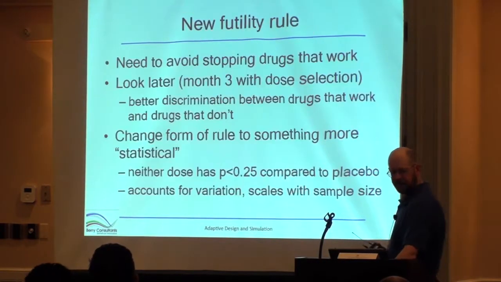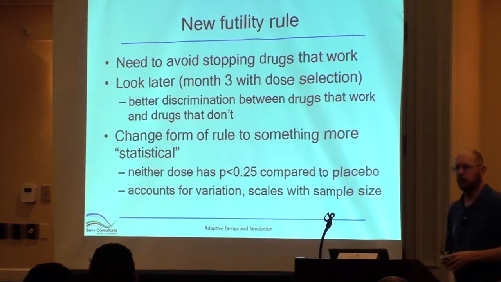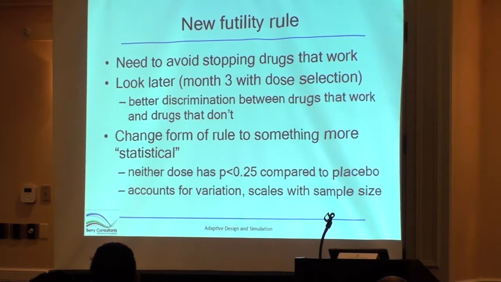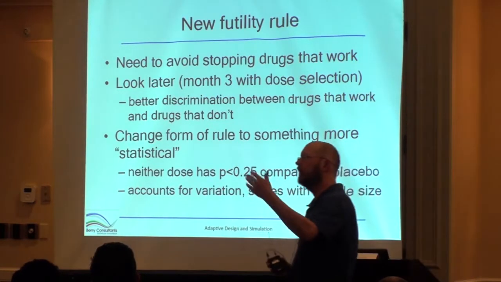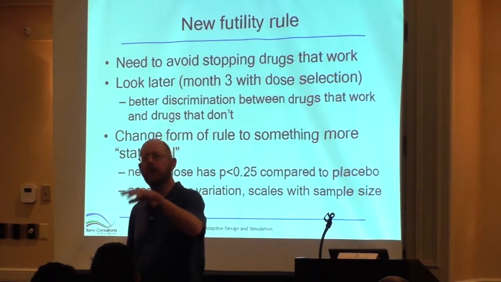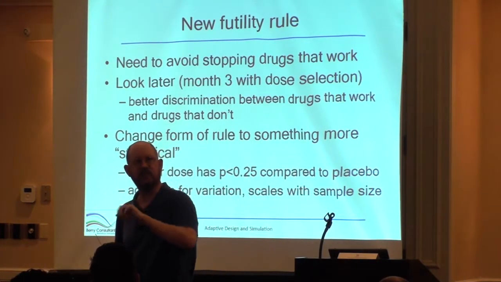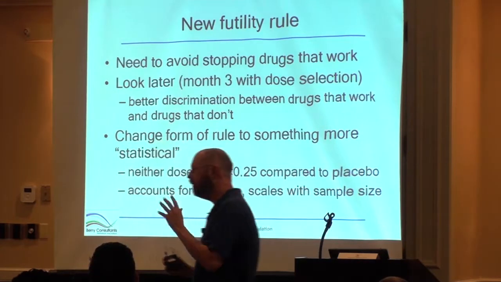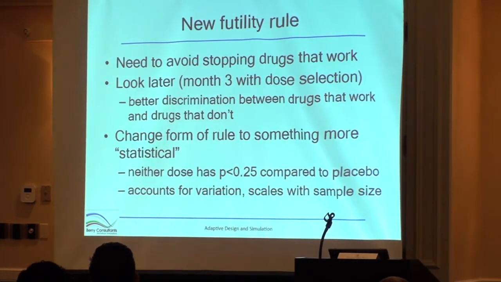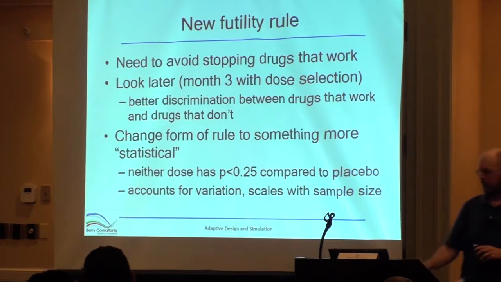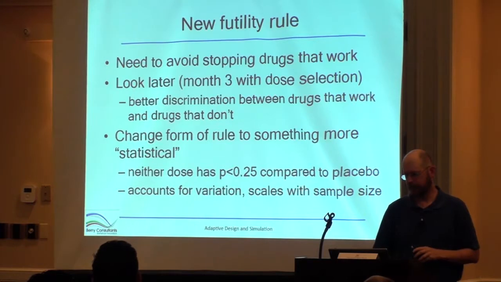So the easiest thing to do is to change the rule a little bit. If I can't really reliably declare futility at 1 month, and I should be careful, you can have a very stringent rule at 1 month and just try to take out the very extreme bad results. I might be able to do something like that. But another rule is just to take the month 3.